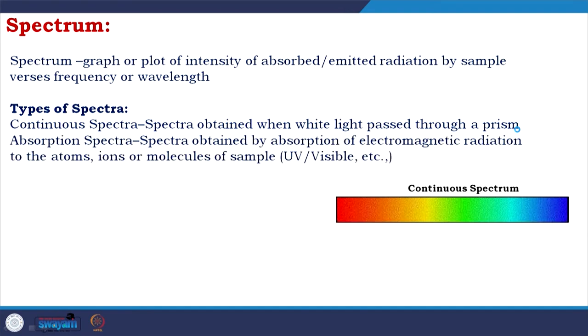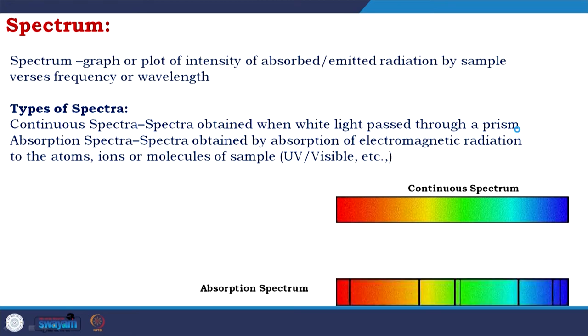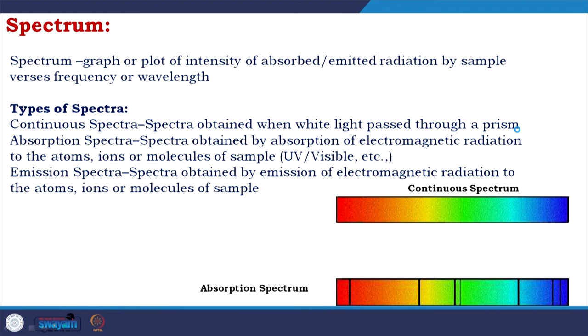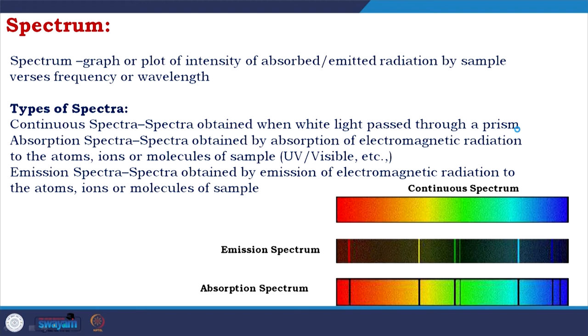Absorption spectra, spectra obtained by absorption of electromagnetic radiation by the atoms, ions or molecules of a sample, UV, visible, anything, this is an absorption spectrum. Emission spectra, spectra obtained by emission of electromagnetic radiation by the atoms, ions or molecules of the sample. So, this is an emission spectra. These are the common types of spectra we have observed in our experiments.